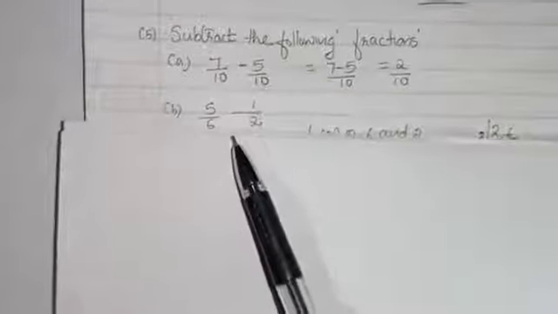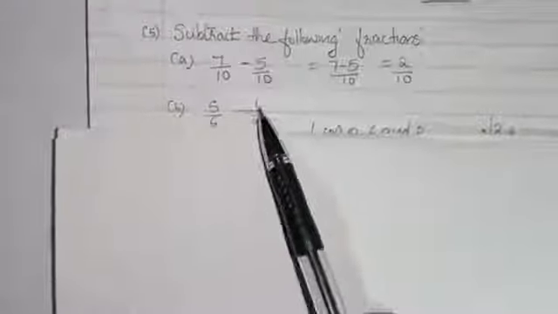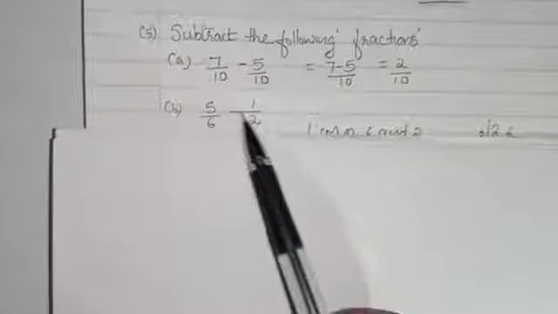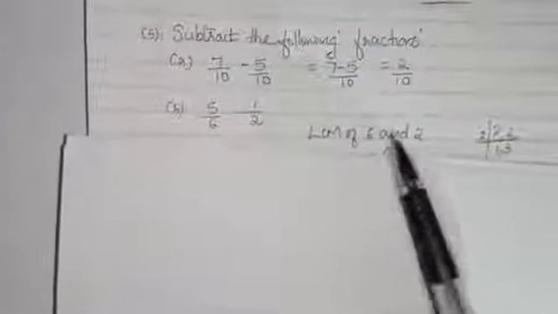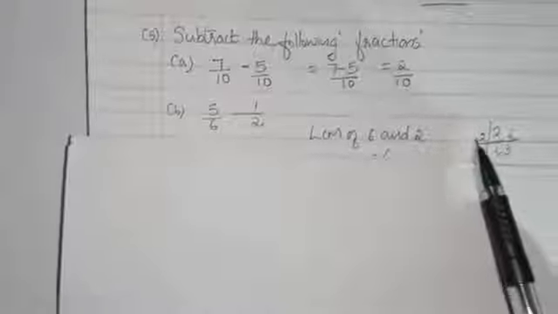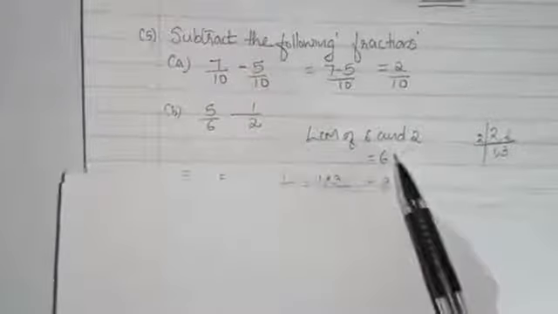Then, subtraction of unlike fractions. 5 by 6 minus 1 by 2. The denominators are different. So, we take the LCM. LCM of 6 and 2. 2 1s are 2, 2 3s are 6. The LCM is 6.